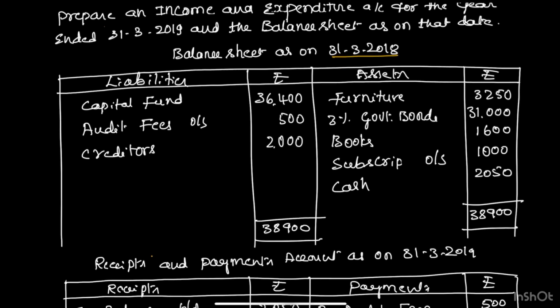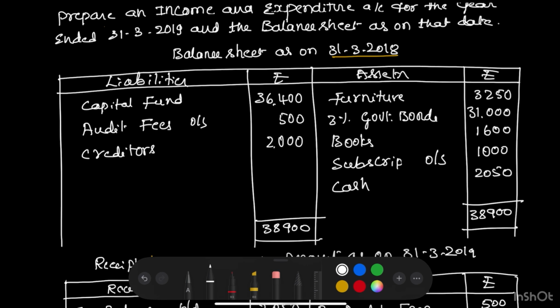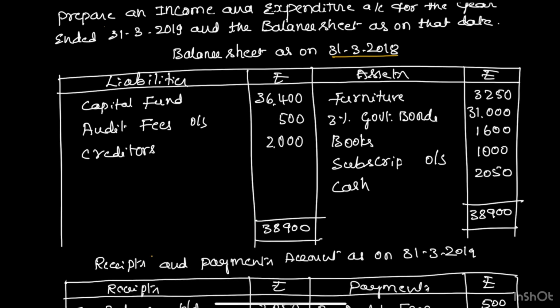So what is the information provided? Let us look into the information provided by the organization. The previous year balance sheet is given with the information of capital fund, audit fees outstanding, and creditors. On the asset side, we have furniture, 3% government bonds, which we call investments, books, which is an asset, subscription outstanding income, and the cash balance of the organization.